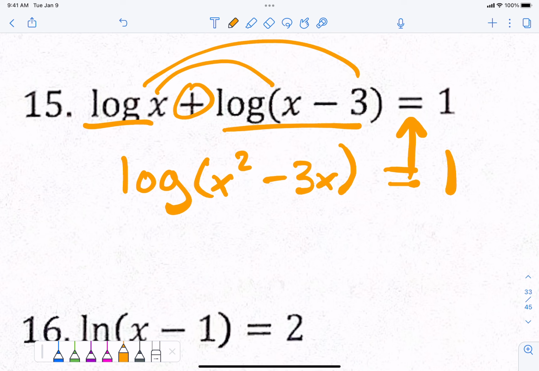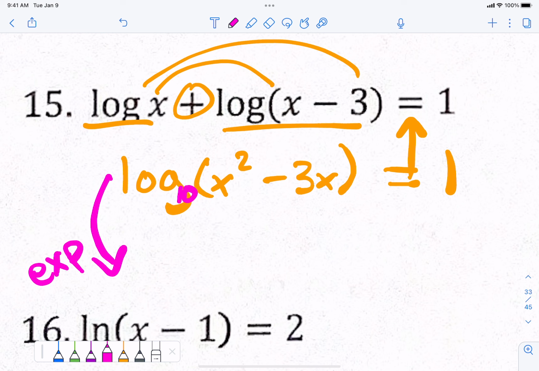Now, what's the base of that log? 10. I don't have a log over here to cancel it with. If I did, I would cancel, right? But what do we do now? I make it an exponential function. The base of the exponent is 10, so 10 to the first power equals x squared minus 3x. Okay, great.